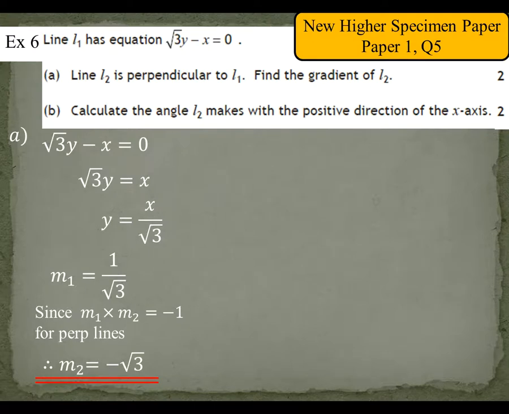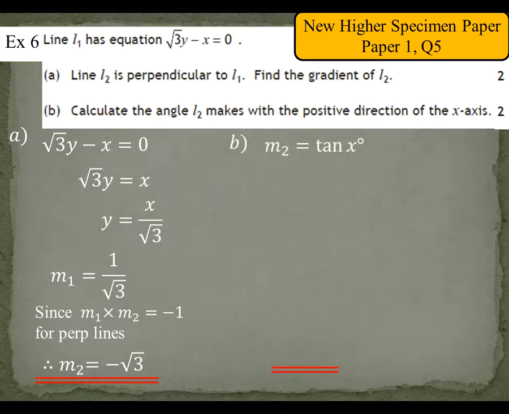That's all we've been asked, the 2 marks. So the first mark is for getting it into y equals form. The second mark is for using your knowledge about perpendicular gradients. Part B, calculate the angle. Angle and straight line or gradient theory should be triggering in your head the tan theta.